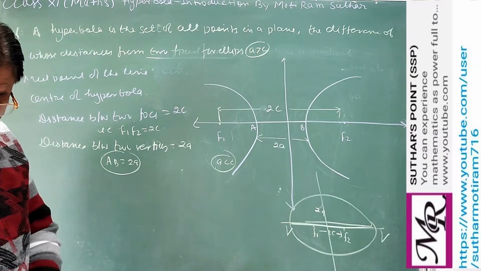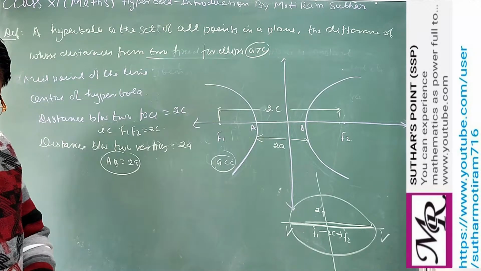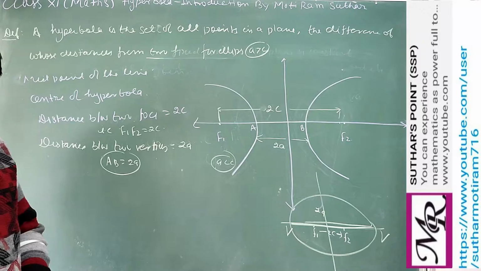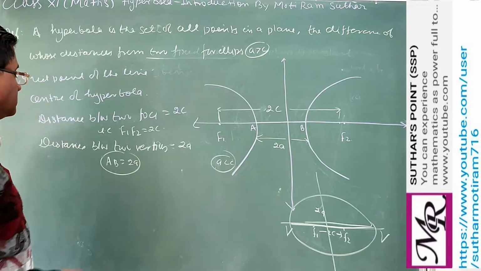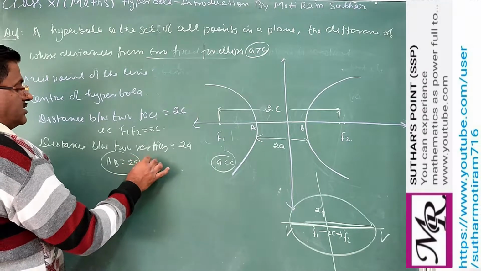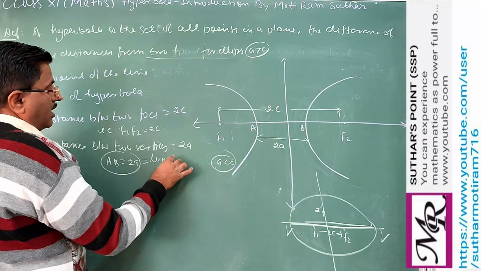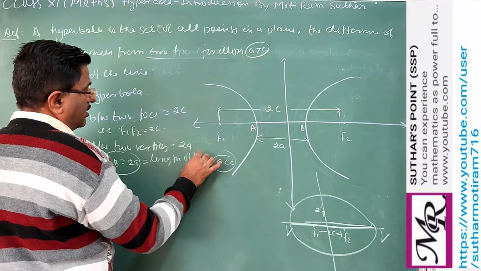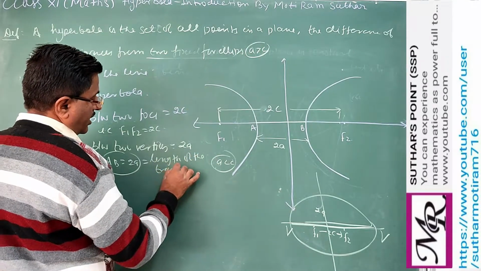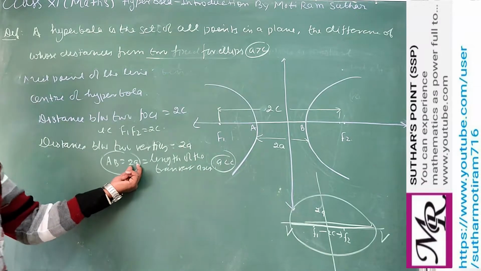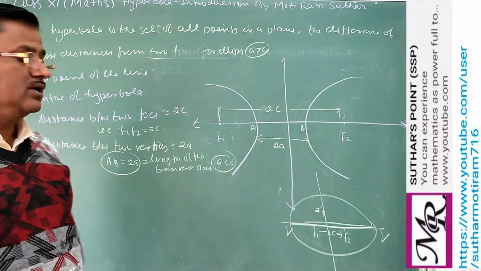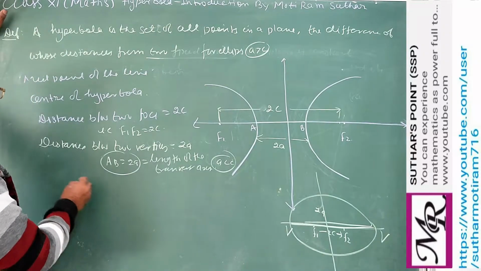Clear? So that is the length of the transverse axis. This is called the length of transverse axis. AB, or 2A, is the length of the transverse axis, same as in the ellipse, where 2A is the length of the major axis. Now we define one more quantity.